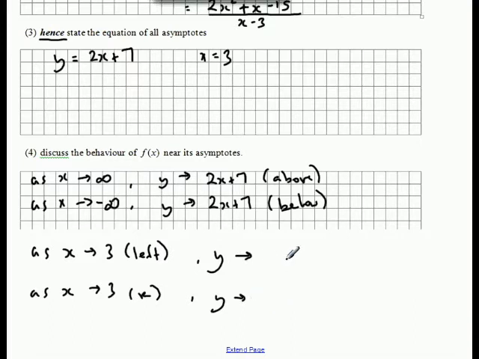So as we approach from the left, we approach negative infinity and then positive. Once again, you can see that on your calculator.